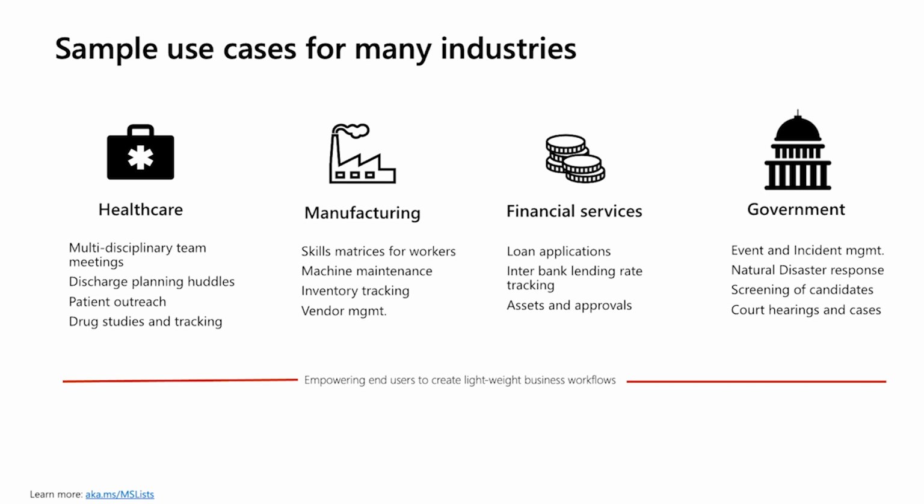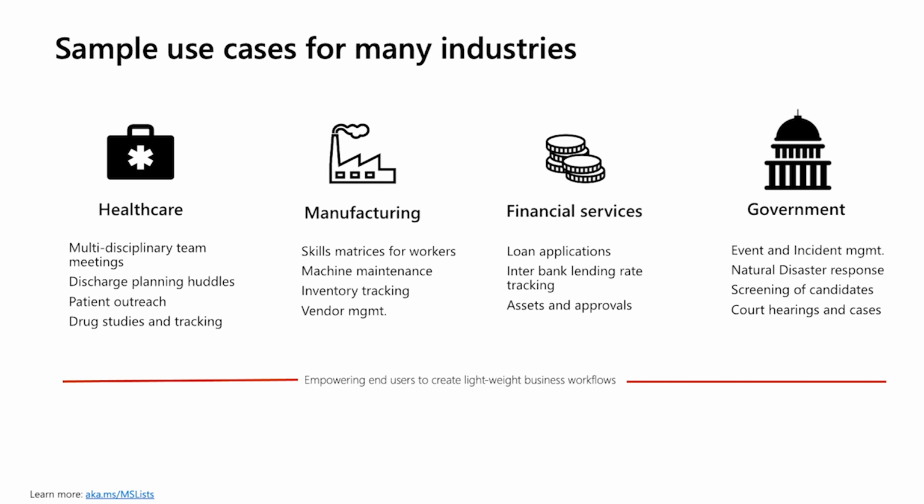In manufacturing, we have skill matrices for workers, processes like machine maintenance, inventory tracking, vendor management, all of which are great candidates for lists. In financial services, we worked with banks and mortgage lenders that wanted an informal way to collaborate around loan applications and move them faster. For a bank, the cost of taking a loan is one of the main objectives that they want to reduce. And the improved collaboration that we can bring together with Microsoft Teams and Lists in tracking these loan applications, which were prior to that being tracked in an ad hoc way, is a huge saving for these customers.